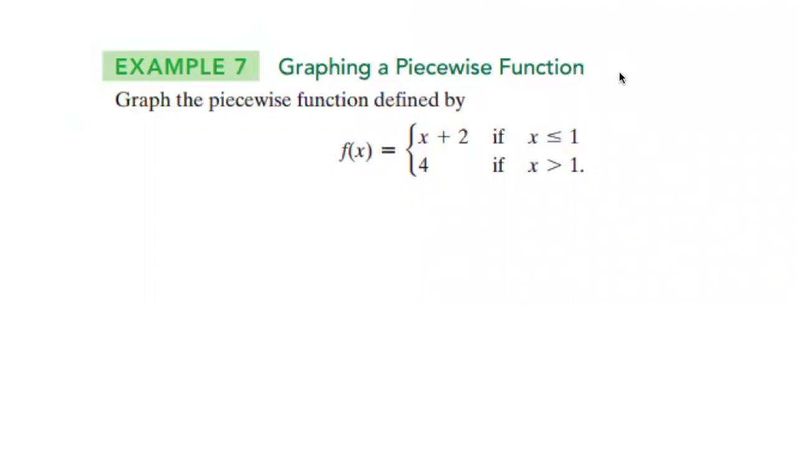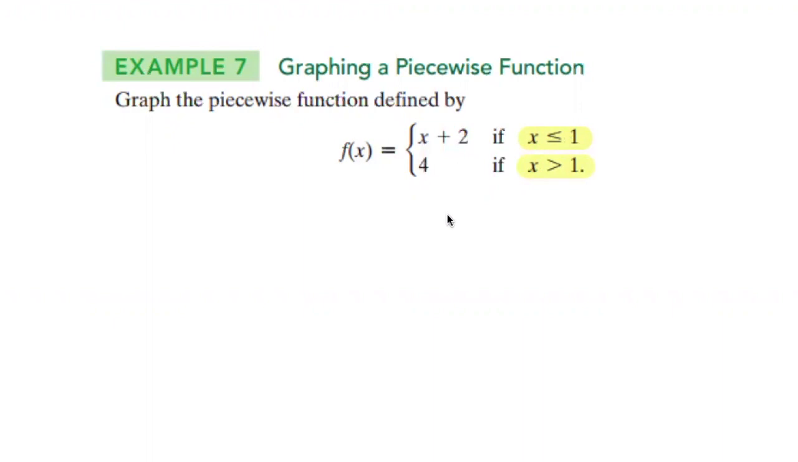When reading a piecewise function, it's important to understand that the information given after the "if" represents the domain for this piece of the function. So when x values are less than or equal to 1, I would use this function to generate the outputs. When the x values are greater than 1, I would use the bottom line to generate the output values.